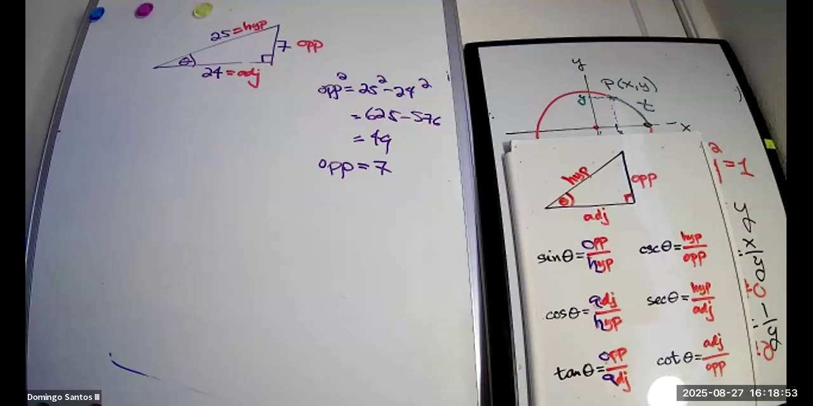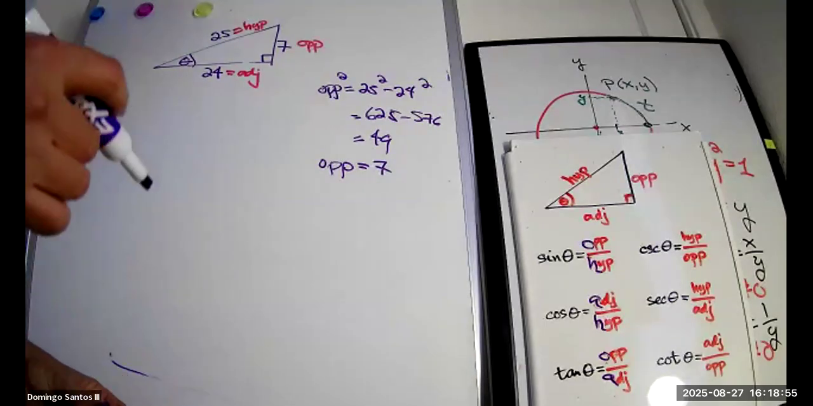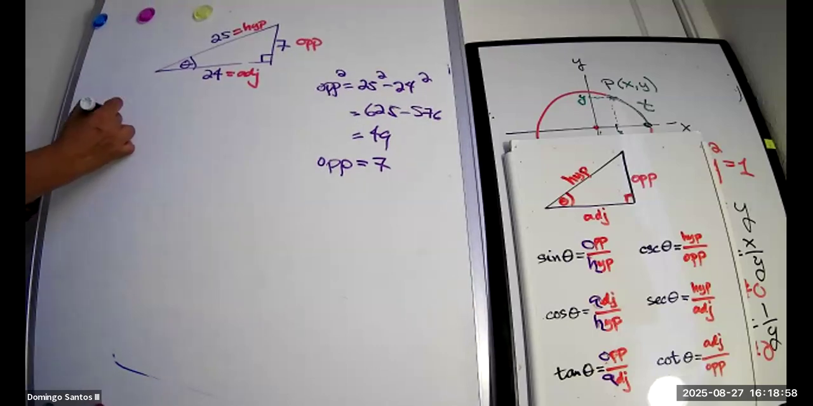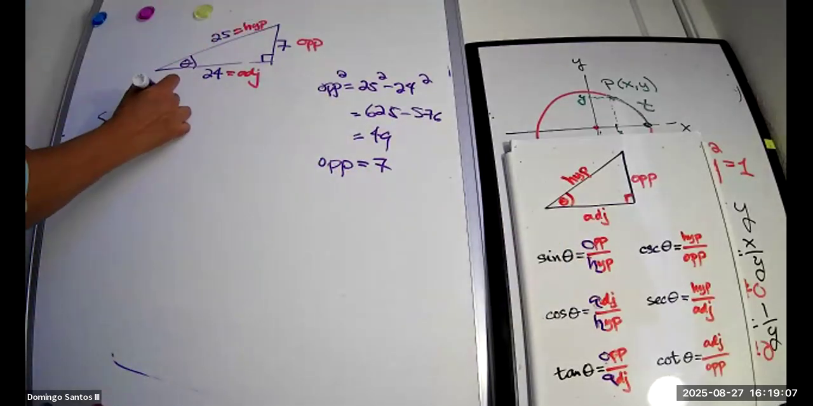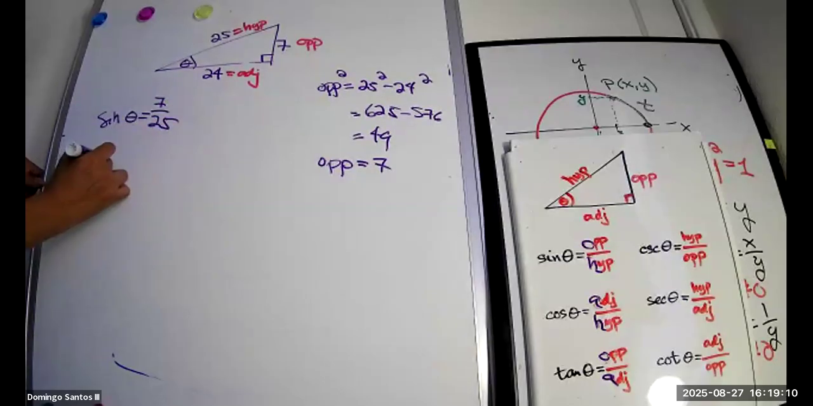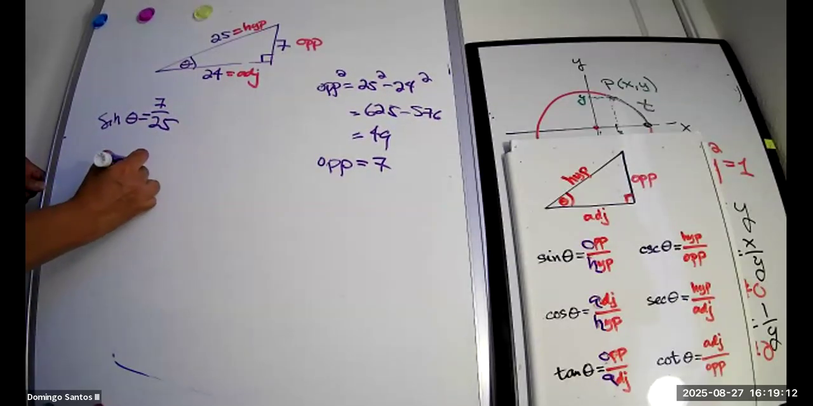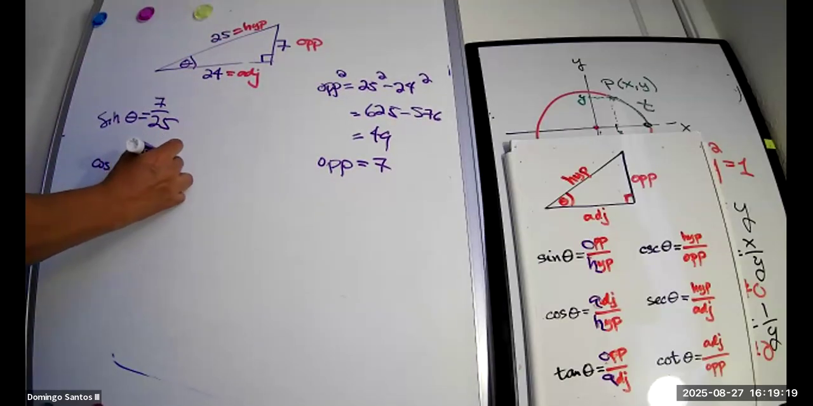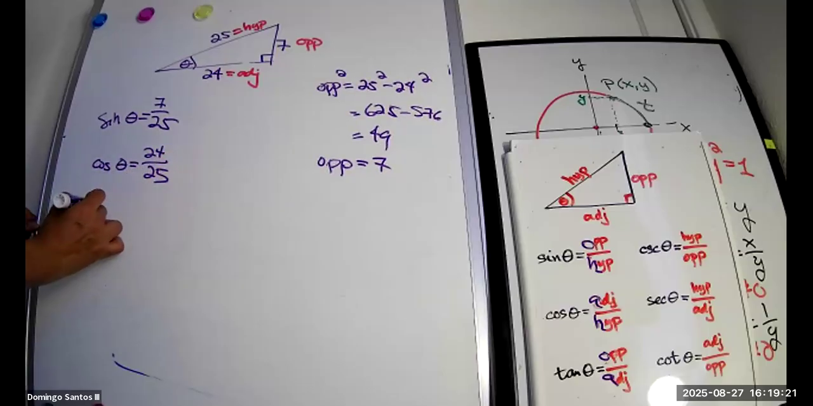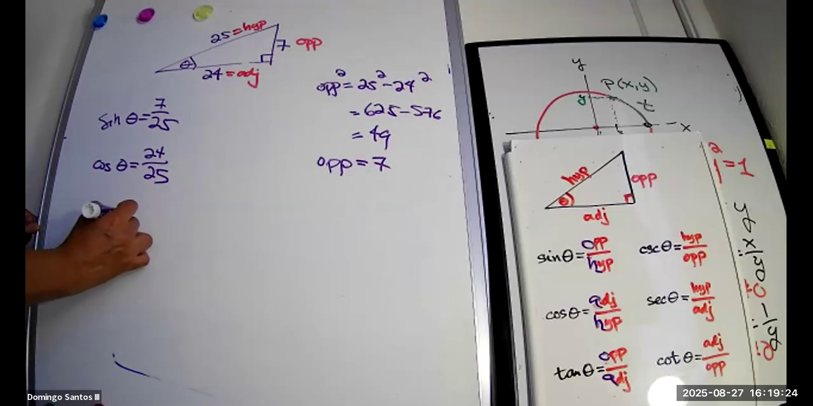Now, are we ready to get all the trig values? So what is sine? Sine would be 7 over 25. Very good. Sine is opposite over hypotenuse, so 7 over 25. Good job. Cosine theta would be 24 over 25. Very good, that's adjacent over hypotenuse. And tangent would be 7 over 24.